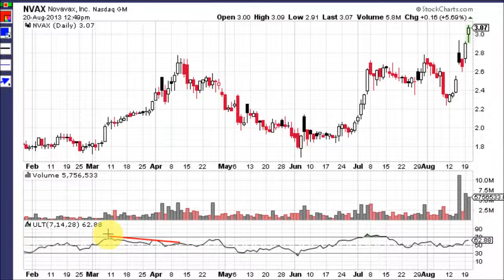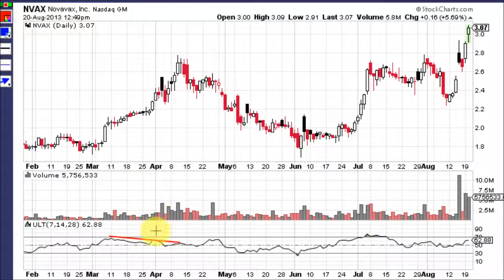But at the standard settings of 7, 14, 28, you're not going to get a whole lot of readings under 30 or above 70. So maybe 4, 8, 16 will give you a lot more signals. Anyway, the stock goes up. This high here is the high on this chart so far, and the stock is right about here.